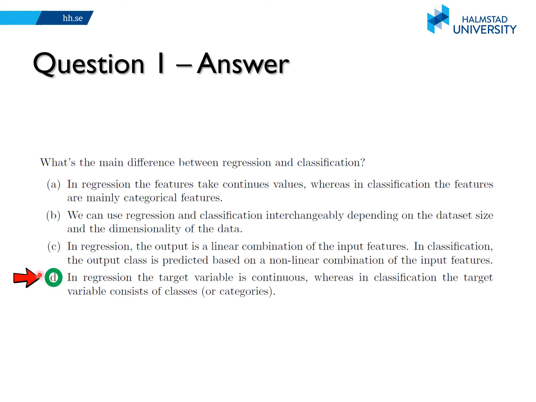The correct answer was D. So in regression, the output, or what we want to predict, consists of continuous values. But in classification, the output consists of classes like A, B, C. These are just categories.